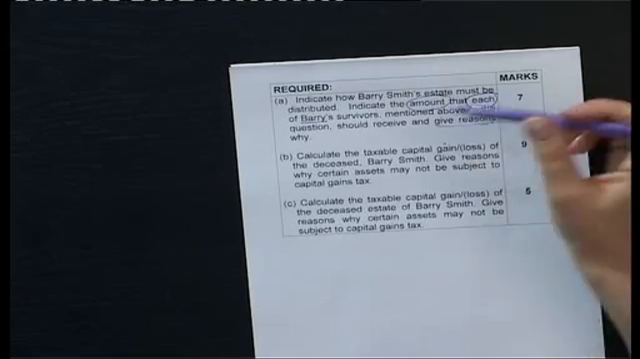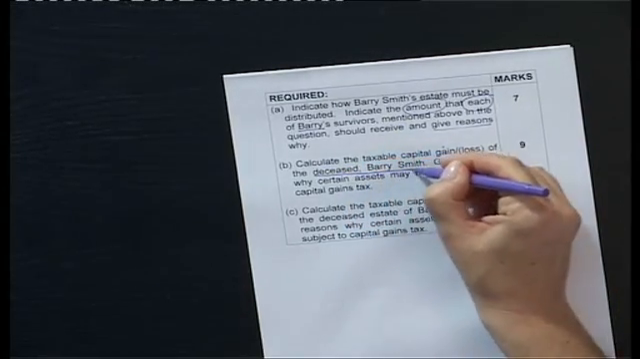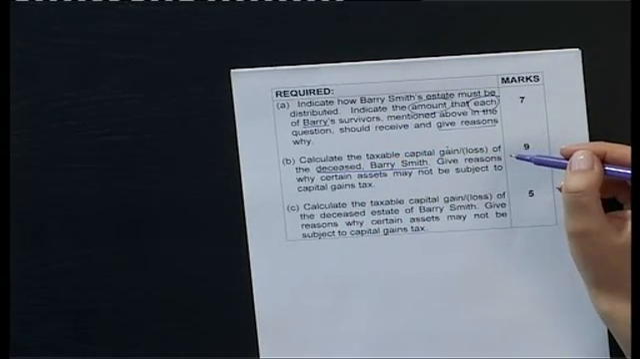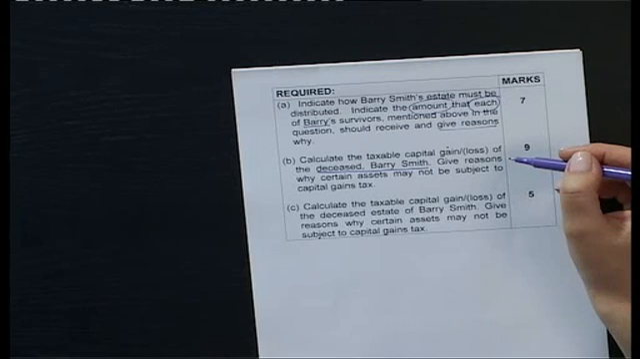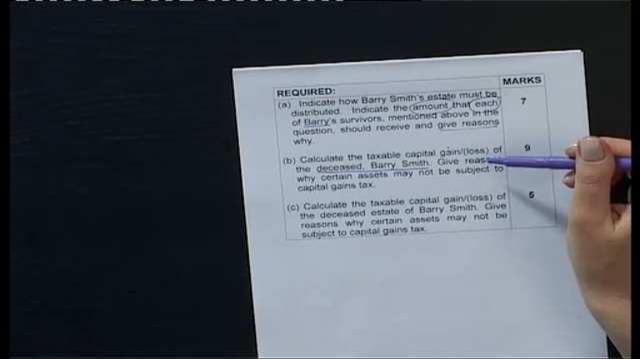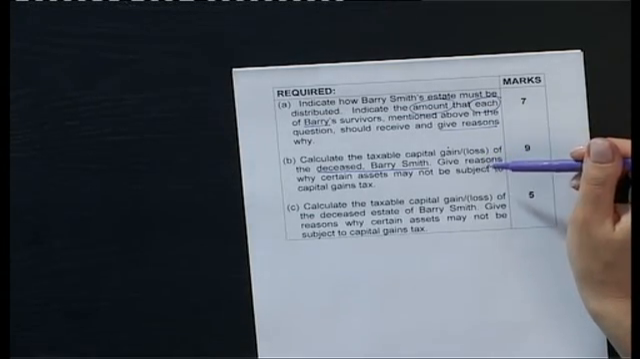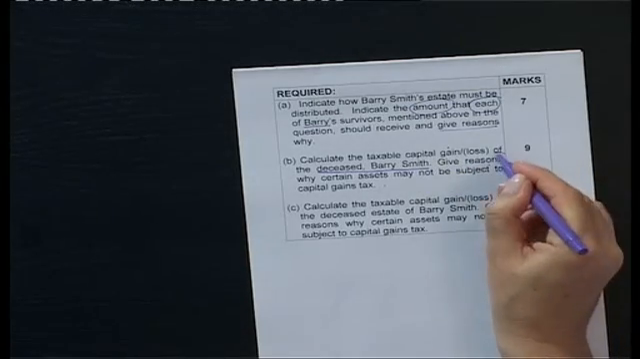Part B was just the capital gains tax part of the question. We had to do the CGT calc for the deceased. Very important there: always make sure you know who the CGT calc is for. Is it for the deceased or is it for the deceased estate? In part B, again, we're asking for reasons why certain assets would not attract capital gains tax. That's also very important.